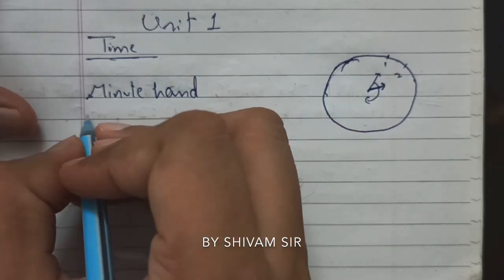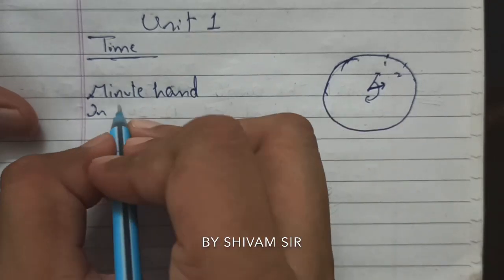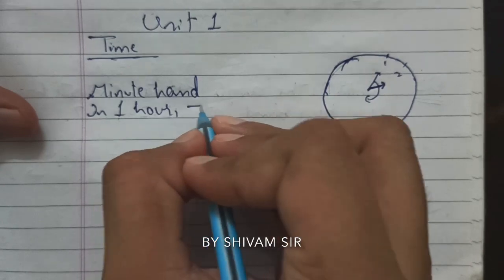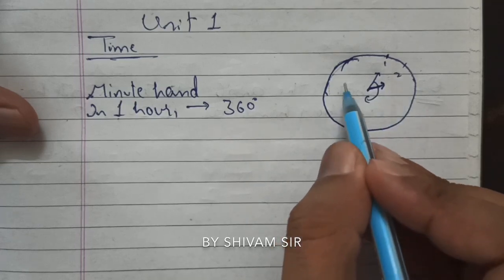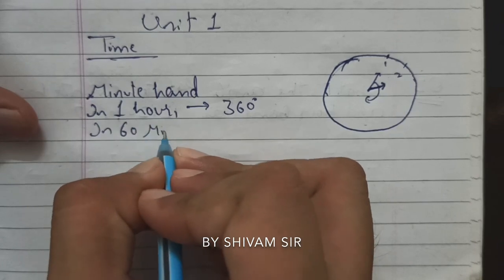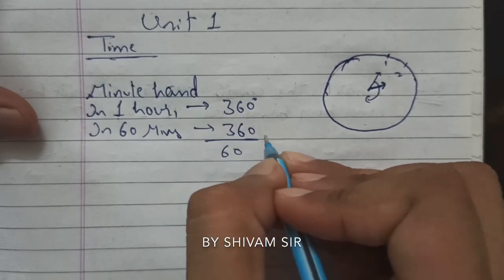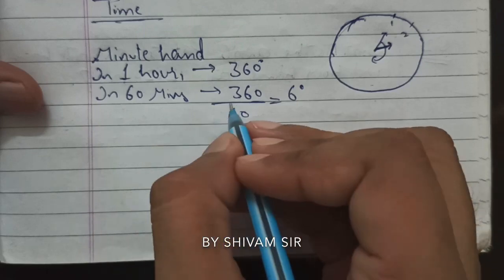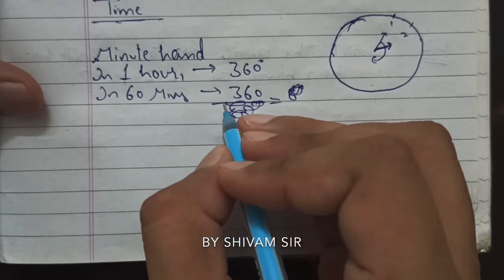Minute hand. So let's suppose in 1 hour, how many degrees does the minute hand go? 360 degrees, right? In 1 hour, the minute hand goes 360 degrees. So in 60 minutes, the minute hand goes 360 degrees. Remember this thing.